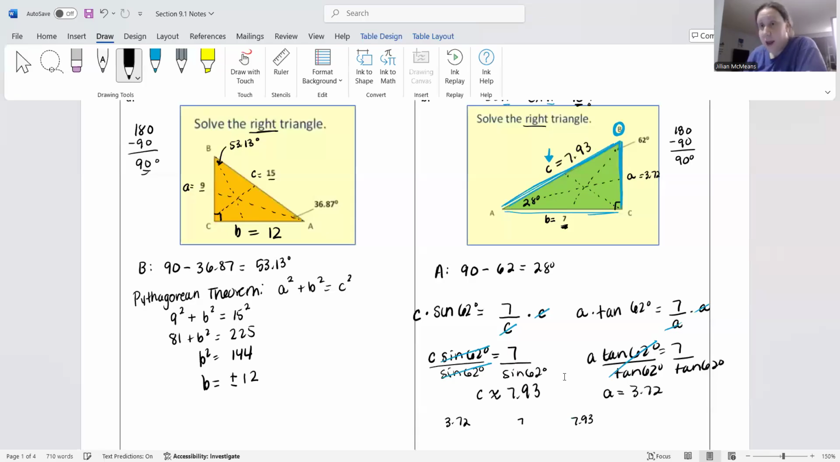And let's see if our angles line up in that correct order. The smallest angle is A, which is 28, and it goes with its opposite, the 3.72 side. The next angle is 62 degrees, which is opposite that middle side, which is 7. And the largest angle is 90 degrees, and it is opposite that longest side, which is 7.93. So you always want to make sure that's happening with your work, okay?